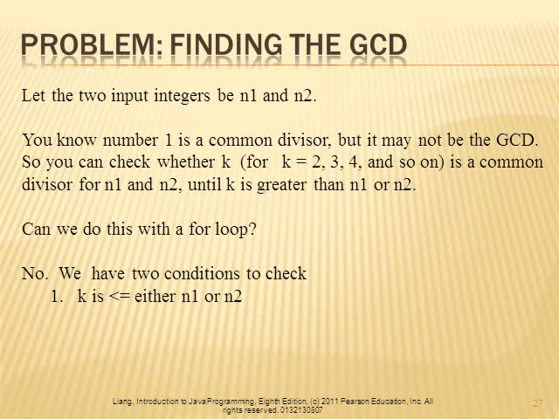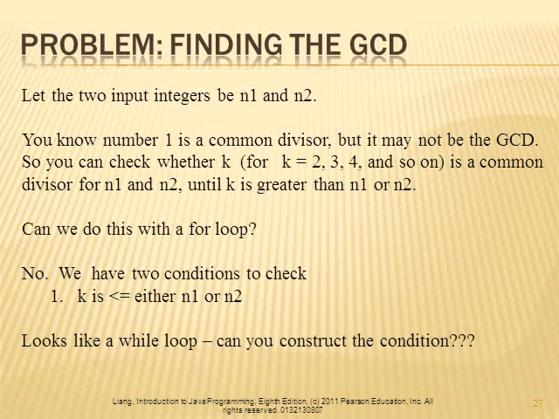And we also have 2 conditions we need to check. We need to construct our Boolean such that we will continue doing the loop as long as k, our divisor, is less than or equal to both n1 and n2. So it looks like we have some type of while loop. Can you construct the proper condition?